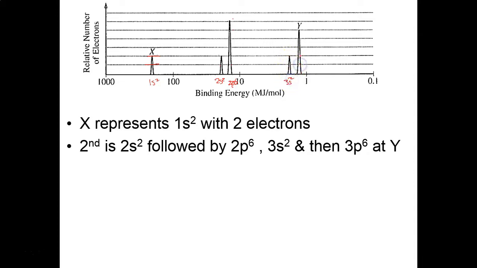And then 1, 2, 3, 4, 5. This is going to be 3p5. That's how you could identify it. It says 3p6 here, but this is 1, 2, 3, 4, 5. So it should have been 5, not 6.